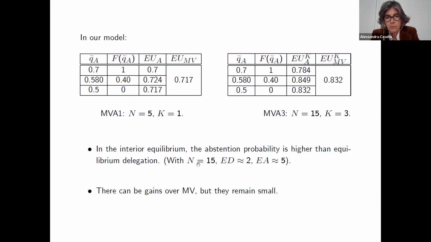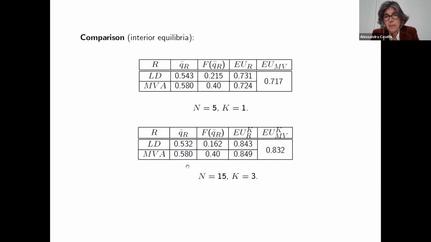So for example, in the large group with 15 people, of which 12 non-experts, the expected number of delegators is approximately two, and the expected number of people who abstain with abstention is approximately 5. So you expect higher abstention here. Relative to majority voting, there can be gains, but they remain small.